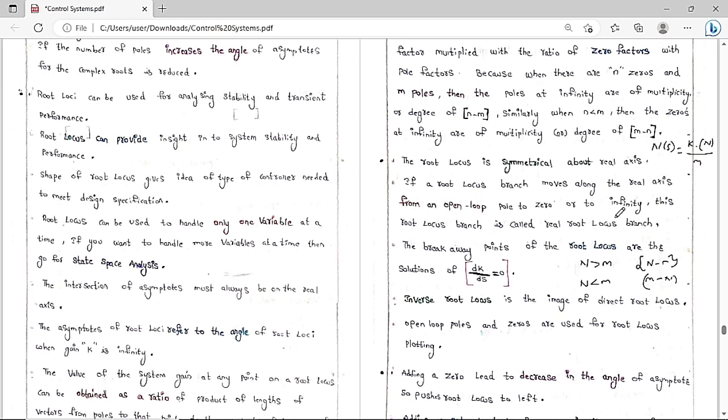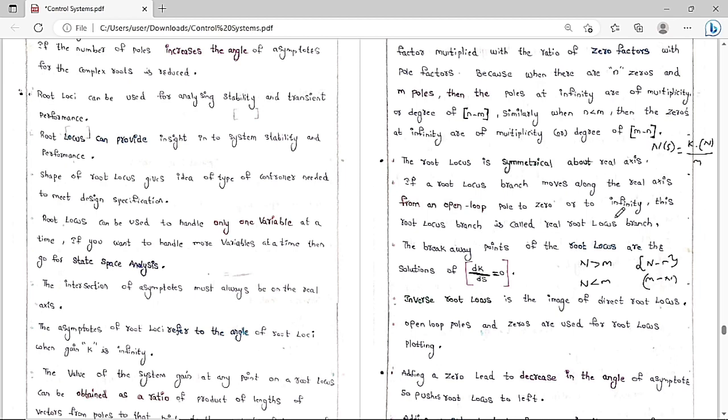Now do the ratio of the derivative of k with respect to s, that is dk by ds equal to 0, and we are going to get some equation, and if we solve the equation we are going to get the value of s. So these are the roots at which the breakaway points are going to occur.